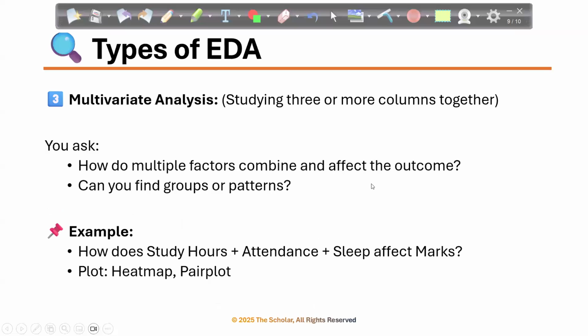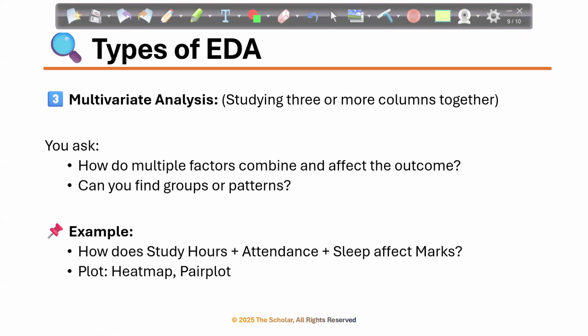Multivariate. Now, multivariate means what? As the name suggests, multivariate means three or more than three. Two we already discussed, bivariate. Multivariate is nothing but three or more than three variables. When I am analyzing three or more than three variables, in that case, it is going to be multivariate analysis.